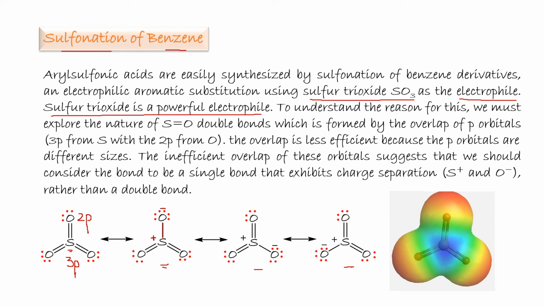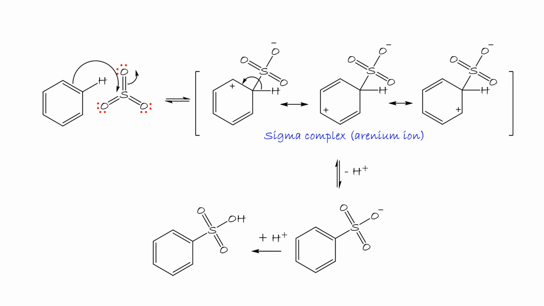That can be clear in the electron density map. Looking here, the red means higher electron density and the blue electron deficiency. And it's clear that sulfur, this position, has electron deficiency. So sulfur trioxide is our electrophile.